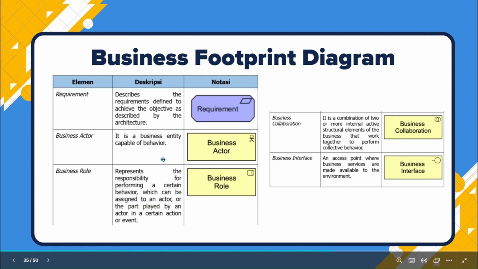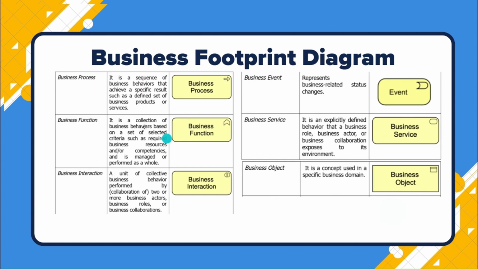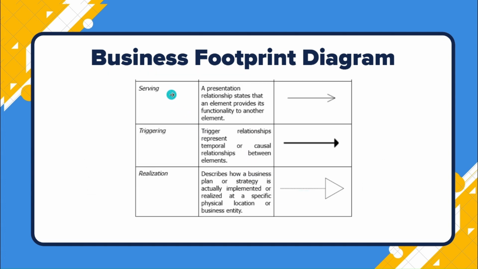These are the notations used for the business footprint diagram: requirement, business actor, business role, business collaboration, business interface, business process, business function, business interaction, business event, business service, business object, contract, representation, product, application service, application component, device, system software, serving, triggering, and realization.